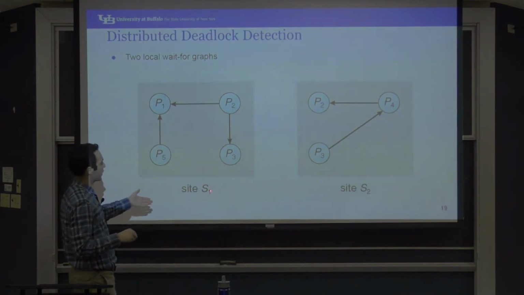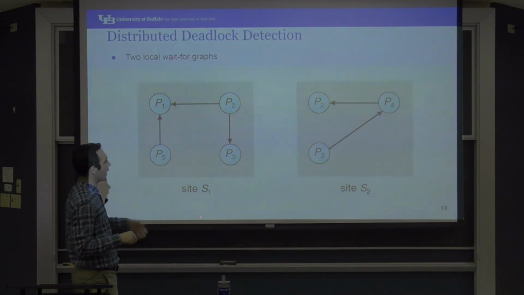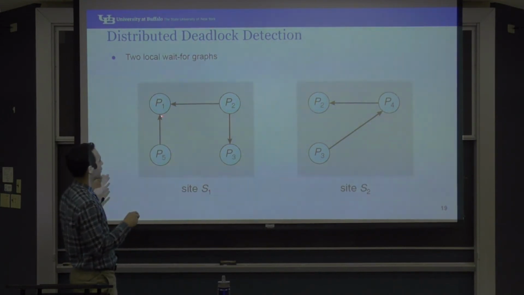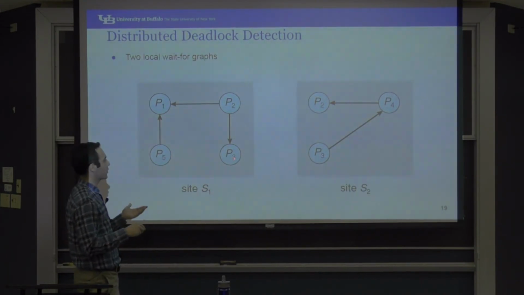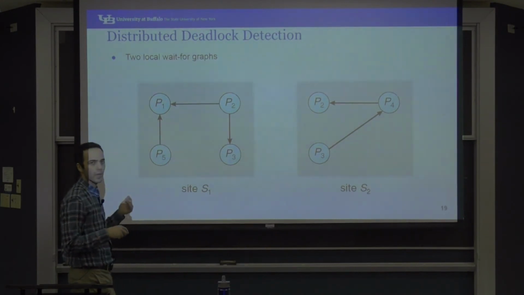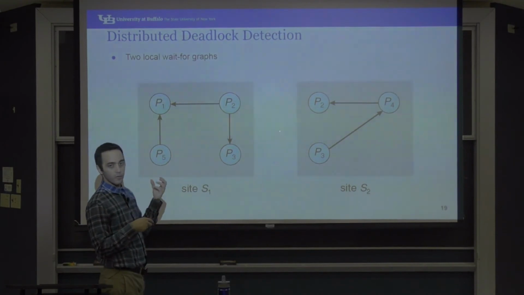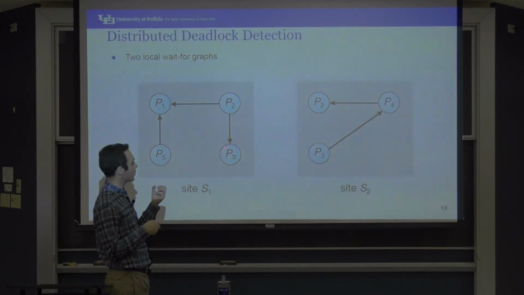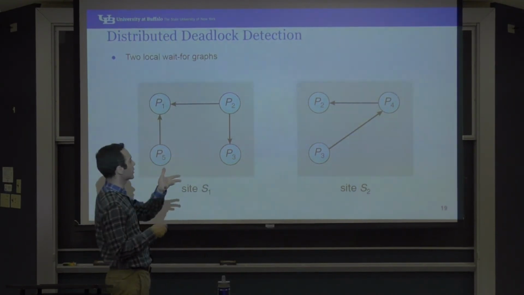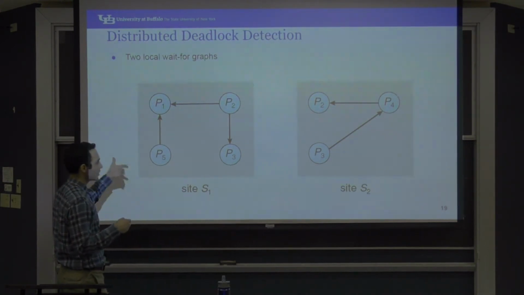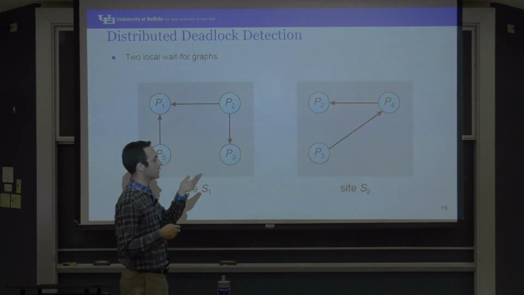So, for example, in this case, site 1 has the information that P2 is waiting for P1, P2 is also waiting for P3, and P5 is waiting for P1. That means P3 is holding a resource that P2 is waiting for, and that's why P2 is waiting for P3 to finish and release this resource. Same goes with this one. And the edges are basically indicating this.